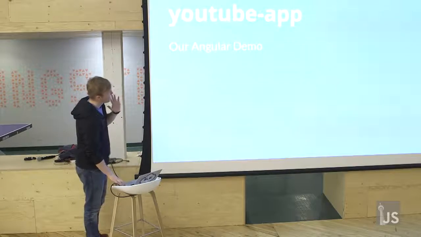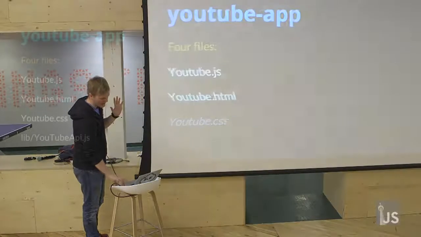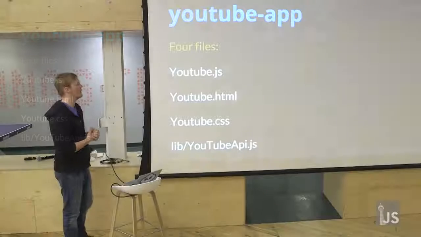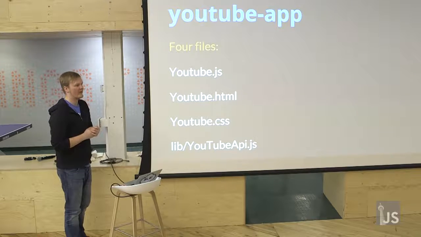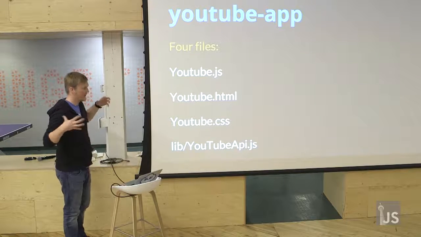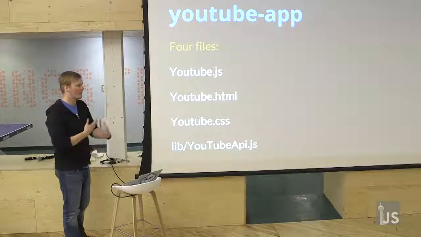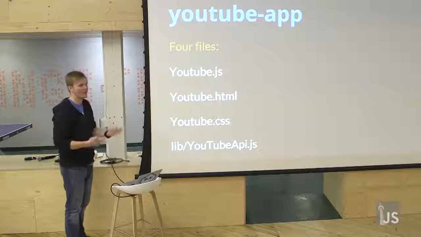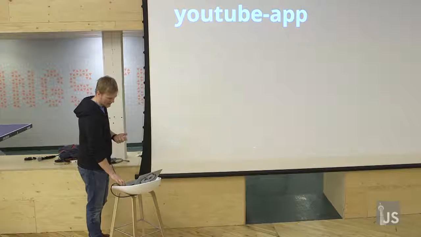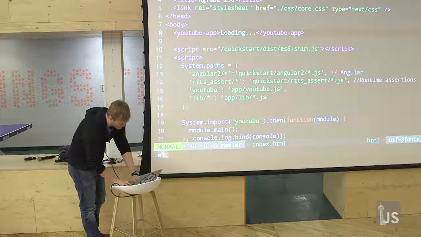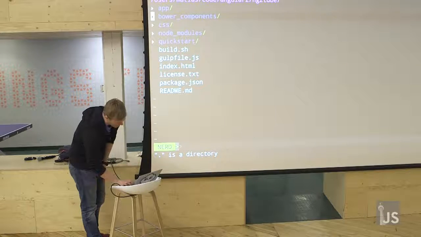So the YouTube app, let's take a look at how it's built. There's really only 4 files, and the CSS file isn't really anything important. It's really only 3 files that we care about. The JS file is going to have the application, the HTML file is going to have the UI, and the other JS file is another library file that we're going to use to query the YouTube servers. So let's take a look at the JavaScript code for the YouTube app.